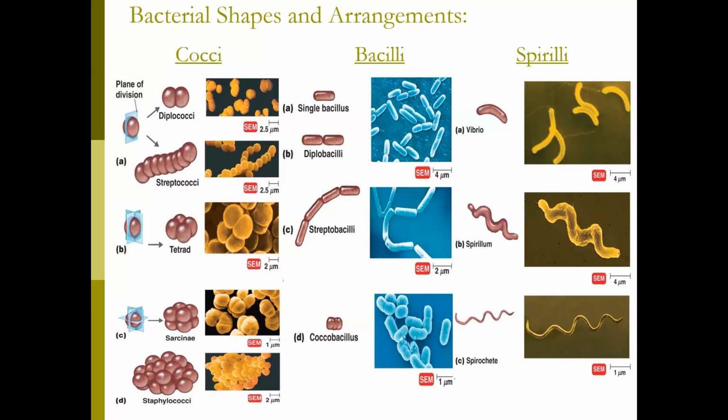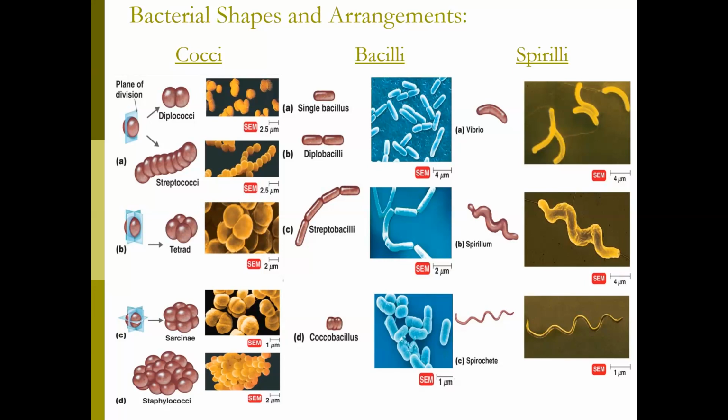So then with bacilli, which is rod-shaped, streptobacilli is bacilli that are in chains, and then coccobacilli is kind of like a combination of cocci and bacilli. So just somewhere in between. It's not quite spherical and it's not quite rod-shaped.